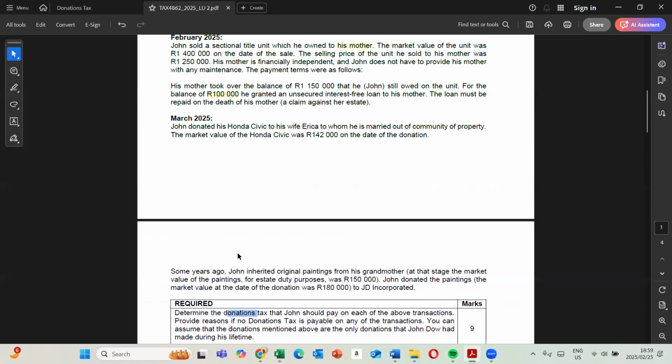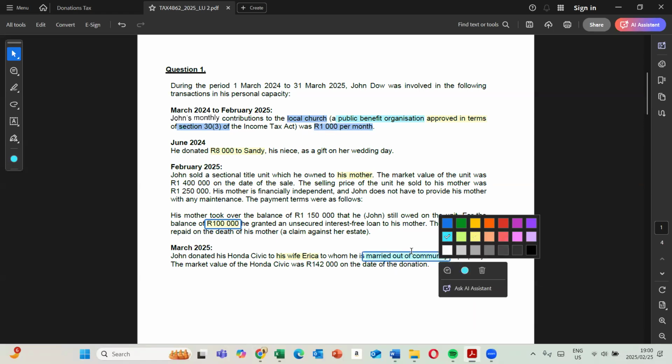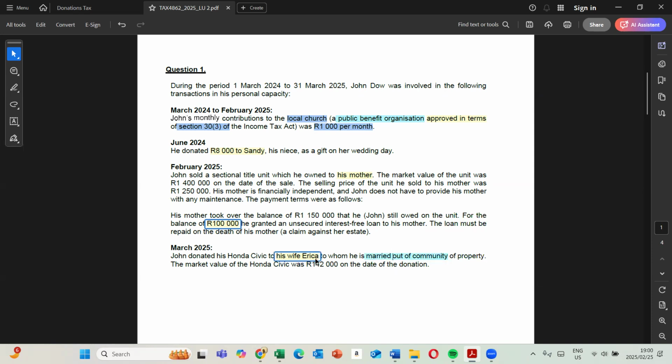Let's look at the next part. So we're done there. Now, John donated his Honda Civic to his wife. Do you see? A wife forms part of spouse, to whom he is married out of community of property. It doesn't matter. The legislation does not state what type of marriage you have. As long as you're married, you have a spouse. In this regard, it's exempt from donations tax.